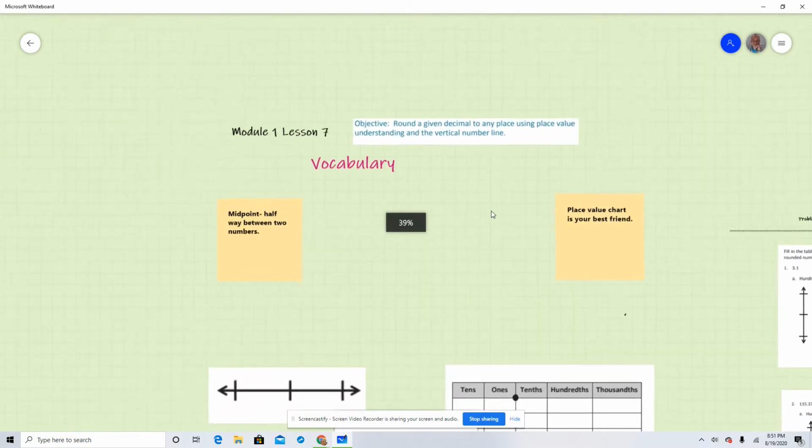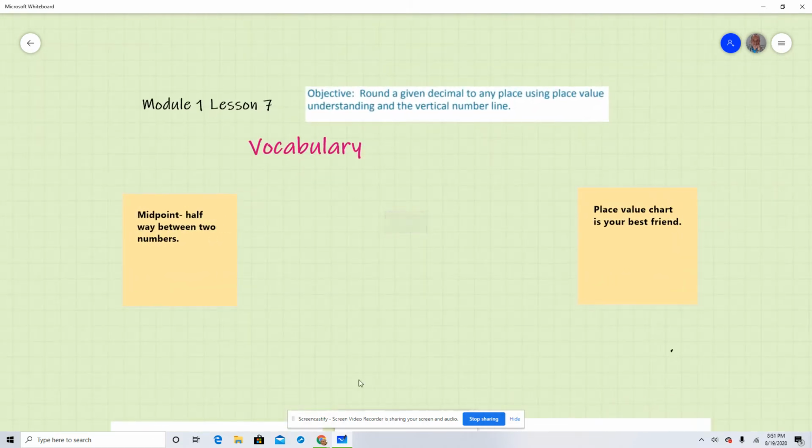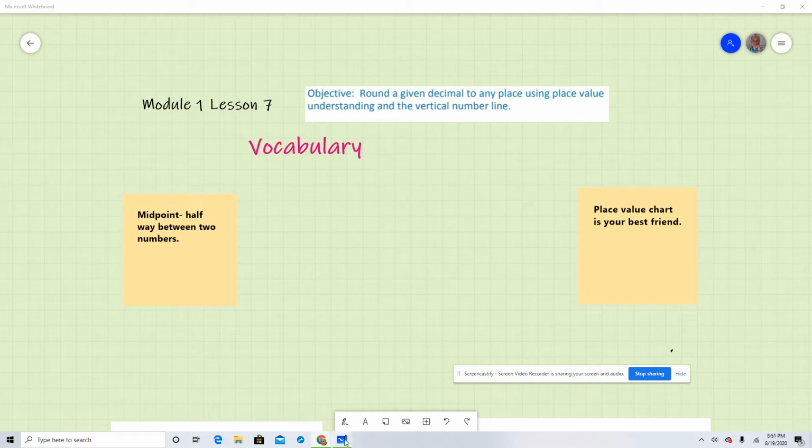We're going to look at vocabulary right now. This is something that's important to understand the lesson. The lesson that we're looking at is lesson 7, and in lesson 7 we're going to round numbers to a given decimal. And we're going to use a number line.